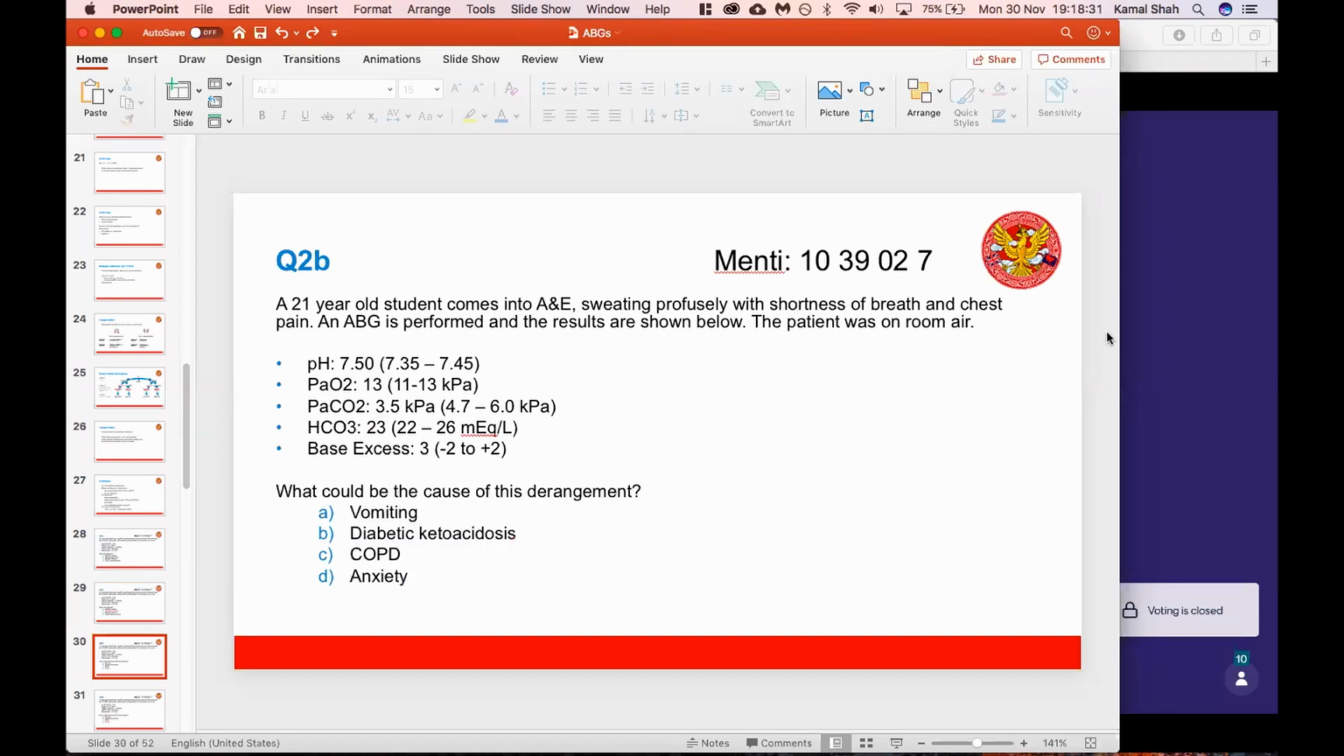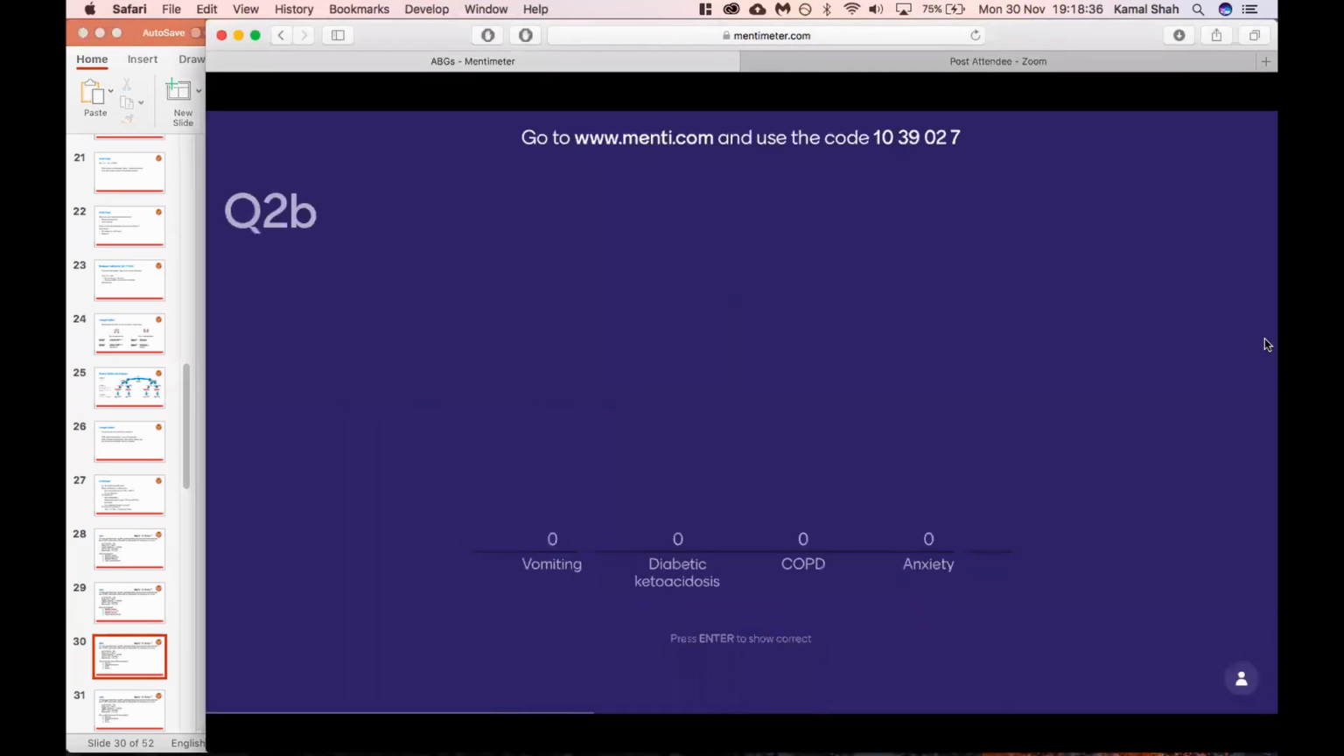Okay, so part B of the same question: what could cause this? What could cause this derangement?